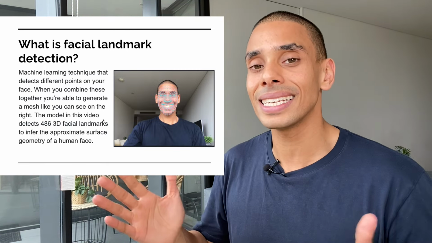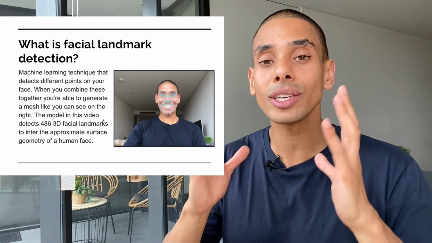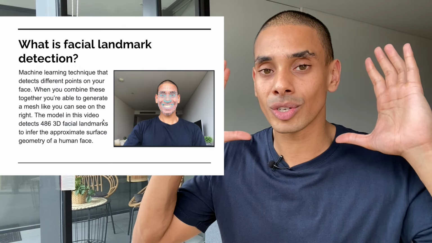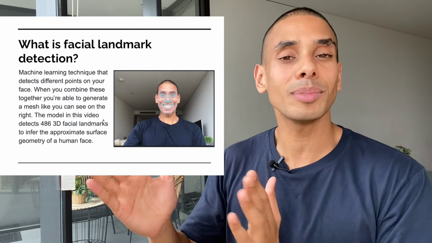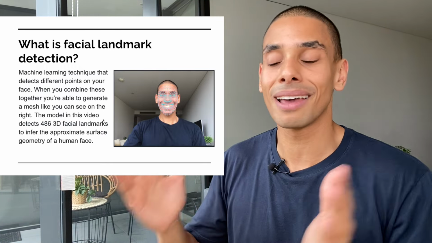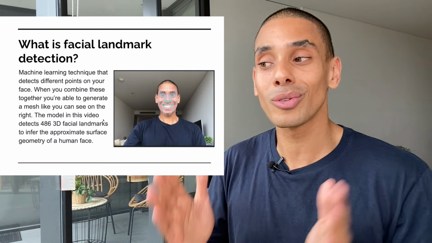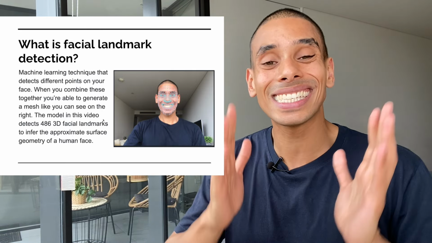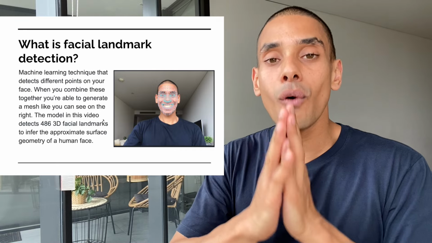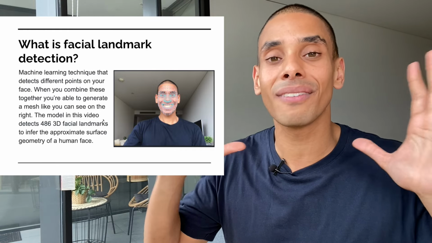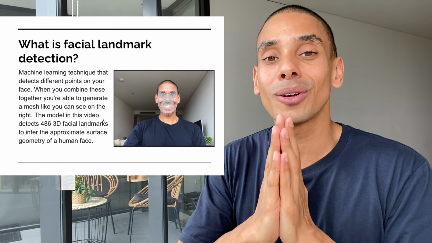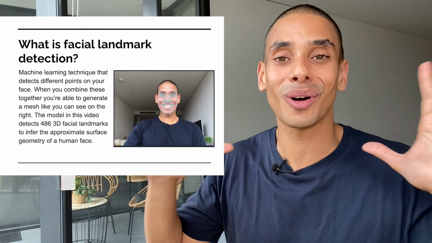Now when you connect these together or triangulate them, you're actually able to build a 3D mesh of your face. This is the same technology that Snapchat uses in their filters. The cool thing about the model that we're gonna be using in this video is that it's actually able to detect 486 3D facial landmarks. This allows you to create a really detailed mesh of your face.